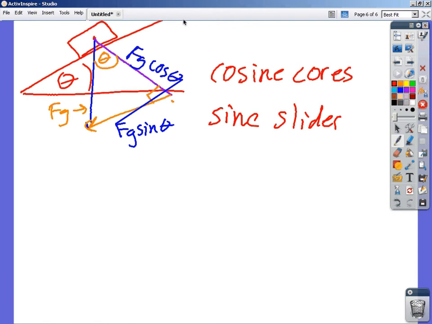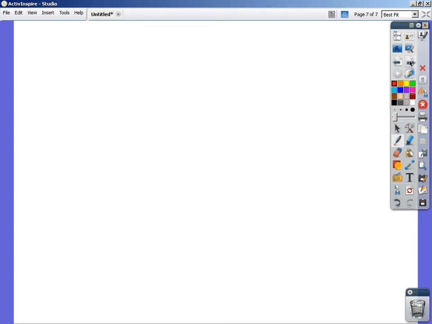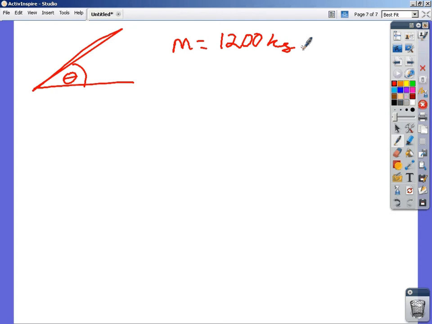So, knowing this, cosine cores slides, sine slides, number 4 is a very easy problem. It's just a car on a ramp, some angle theta. They give you the mass of the car, mine's 1,200 kilograms. They give you the angle, and mine is 30 degrees. They tell you that g in this problem is 10 meters per second squared, which you'll see sometimes. And it asks, what is the force of friction if the car is being what?